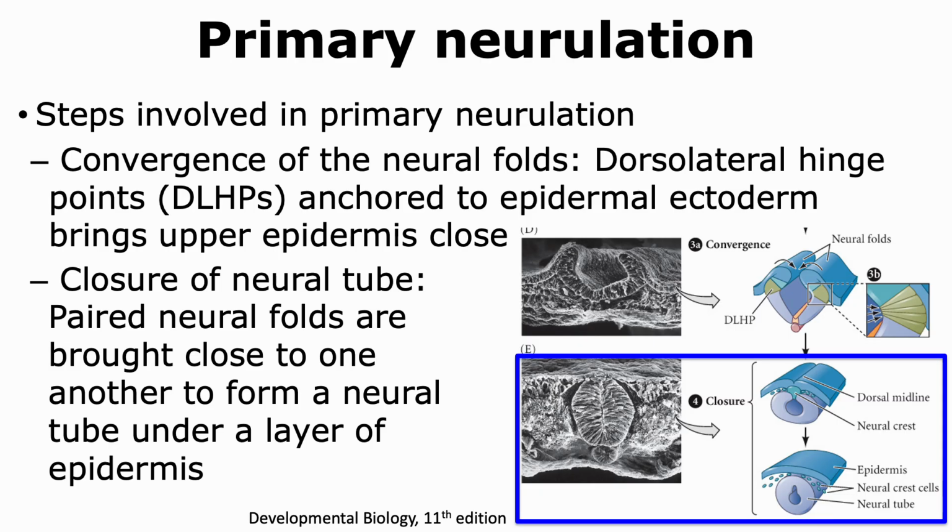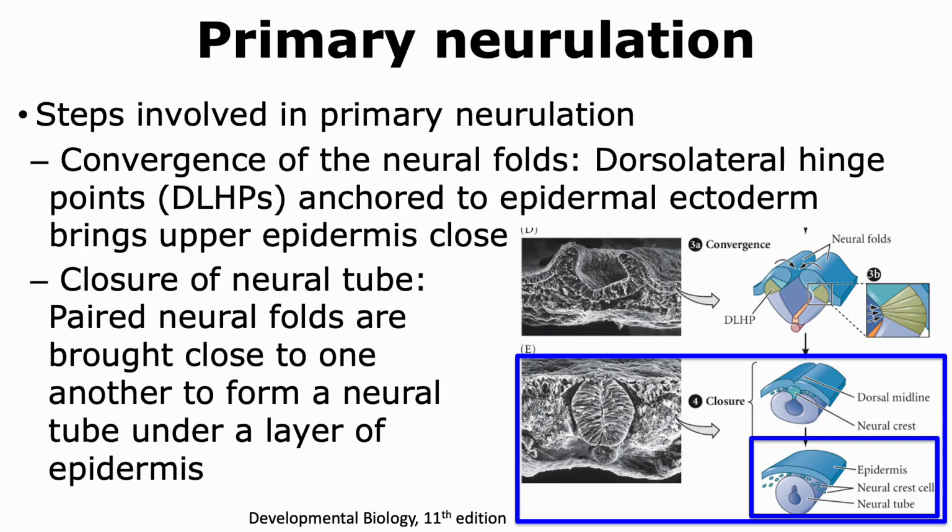So the paired neural folds are brought close to one another, and this results in the formation of a tube-like structure that is under a layer of epidermis. So when we look at the small blue box, we can see that the epidermis is now very close together and a tube-like structure has formed right below it.